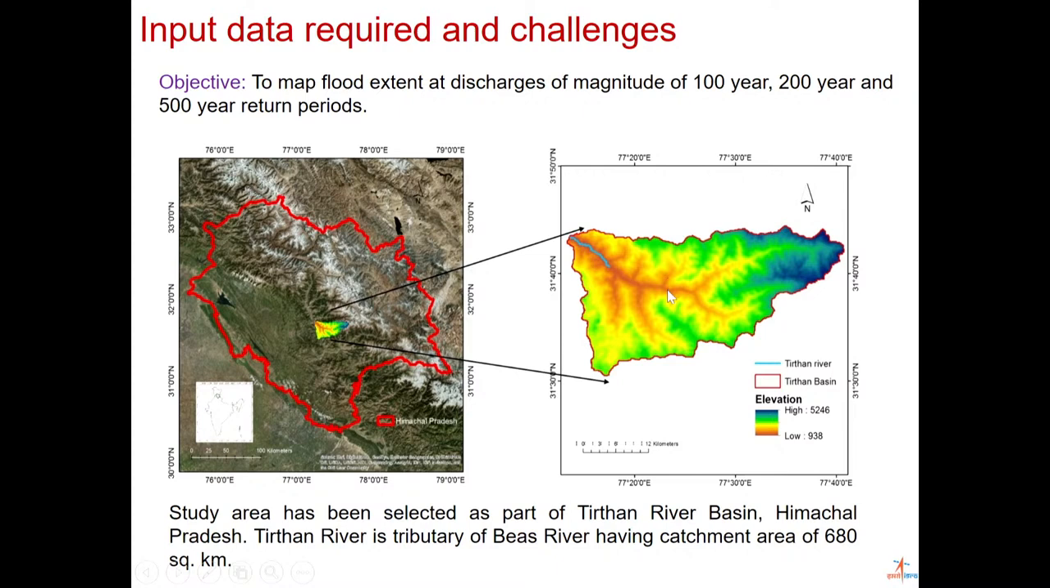This DEM that you are seeing is an ALOS PALSAR radiometrically terrain corrected product. This is the elevation range, and you can see how it varies from the valleys, and as you go towards the ridges, there is a corresponding increase in the elevation values.